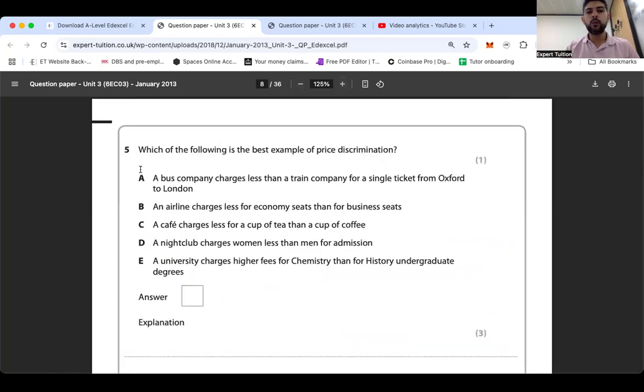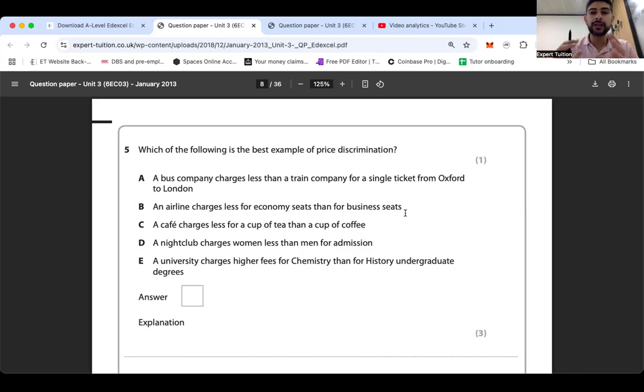So it says, which of the following is the best example of price discrimination? I'll give you a chance to pause the video and attempt it yourself and then replay it. And I'll point out the correct answer compared to the one that a lot of people mistakenly chose. The one that a lot of people chose incorrectly that year was B. An airline charges less for economy seats than for business seats. That is not price discrimination because even if it's the exact same flight, the service that you're getting in a business class seat compared to an economy class seat, the leg room and everything else, means that this is not price discrimination.